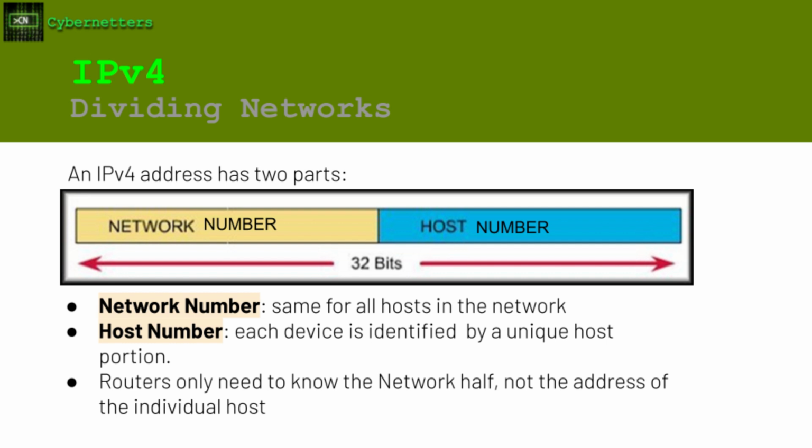And then let's talk about the host number. The host number identifies the individual devices or hosts within the network, and each device has a unique host portion. So let's say the host part is 5. Only that device would have 5 as its unique identifier, and no other device will have 5. So why is this important? Routers use only the network number to forward packets, which makes routing more efficient. Basically, the router only needs to know the network half and not the address of the individual host.